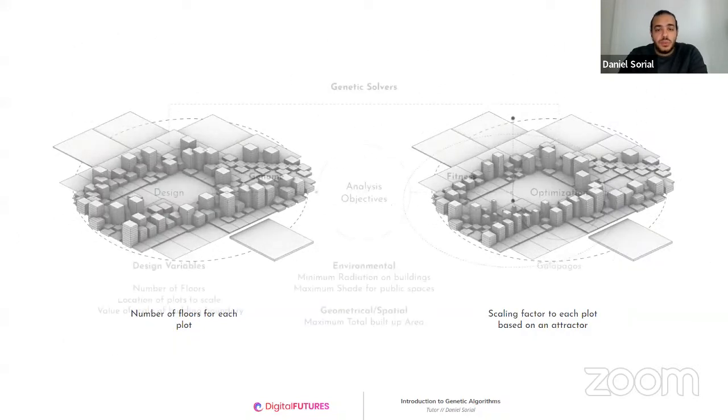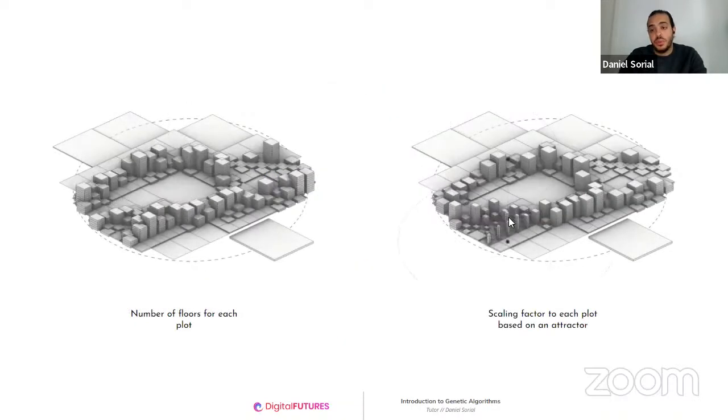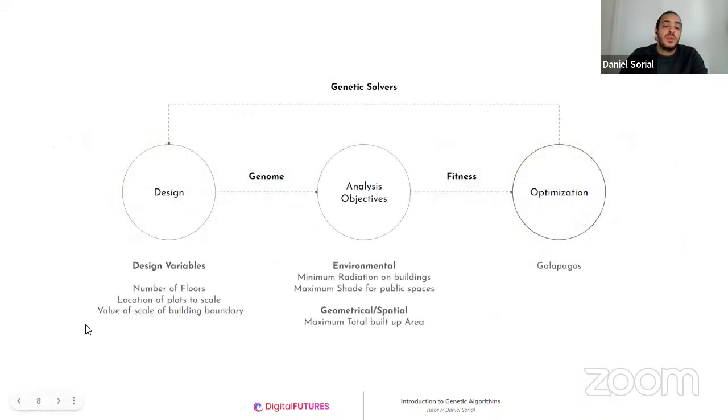So the objectives that we're looking for are three things. So again, we start with the design. Design variables are number of floors, location of plots to scale, because we don't want to be scaling all the plots together, right? We want to be scaling specific plots, and I'm going to explain why. And then we're going to work on the value of the scaling, or what is the offsetted value of each of those plots. We're going to move on to the analysis.